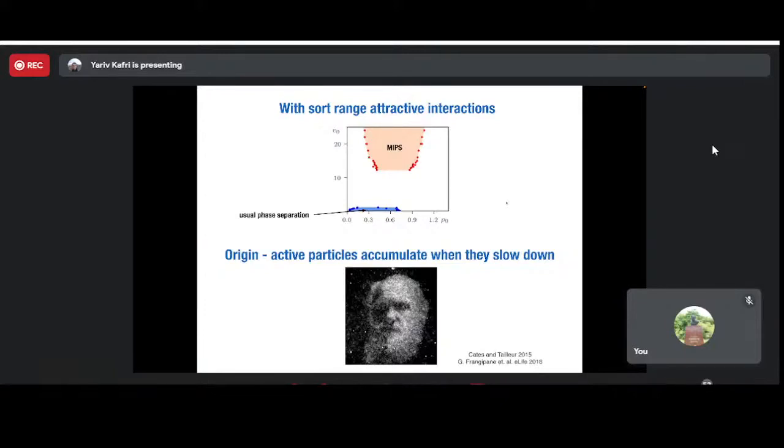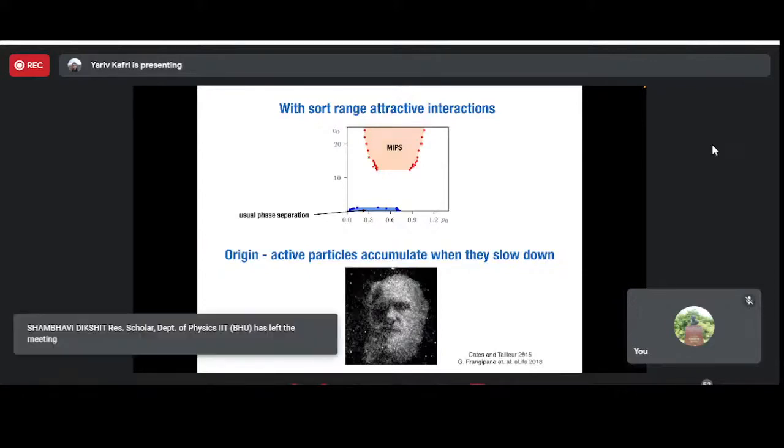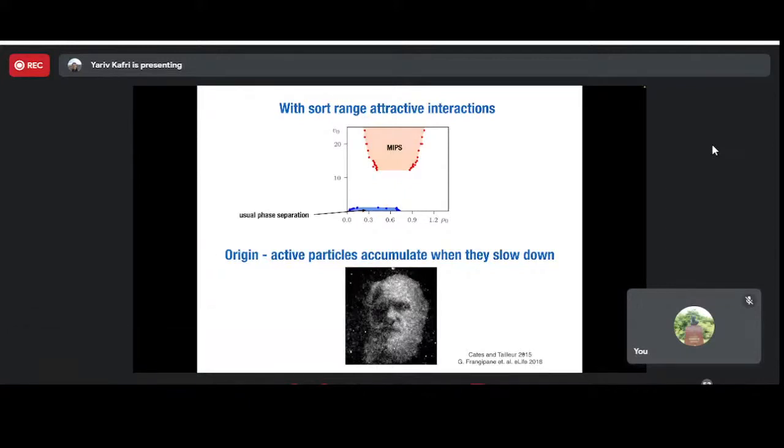And when active particles are moving slower, they tend to accumulate in those regions. This mechanism was understood by Cates and Tailleur. There's a nice review from 2015 explaining the mechanism. And this is a movie showing that indeed active particles accumulate where they move slowly. This is from the Roberto Di Leonardo lab in Rome.